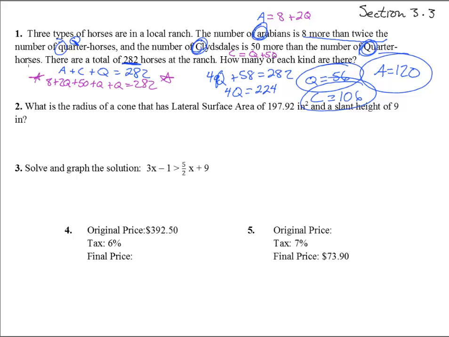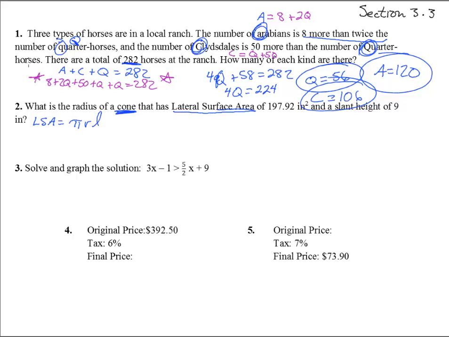Number 2. What is the radius of a cone? Oh, we're in a cone. We better find out what formula we're looking for. Lateral surface area, so we've got to find the LSA formula. LSA equals pi r L. That's it. We could look back in section 2.2, I think, which has all those formulas in it, and we find this formula right here.